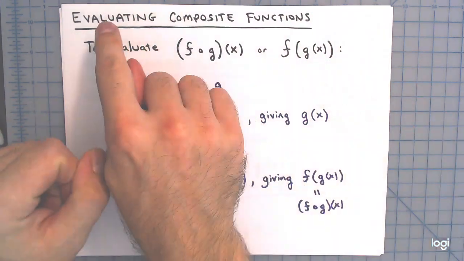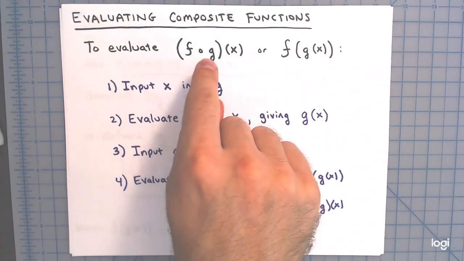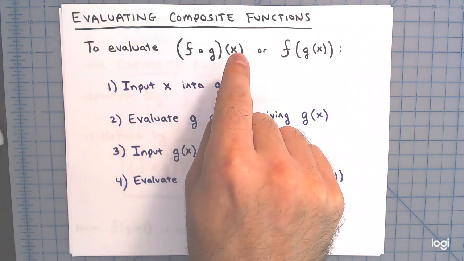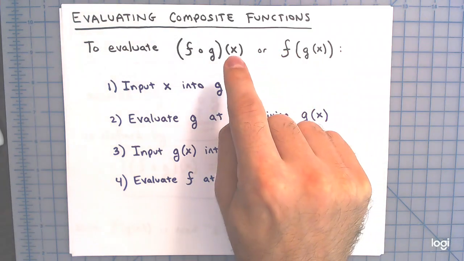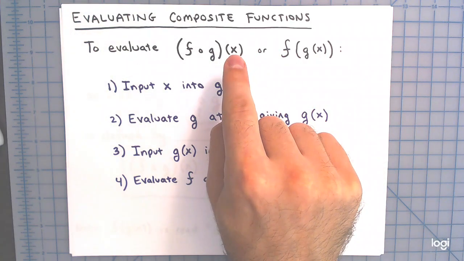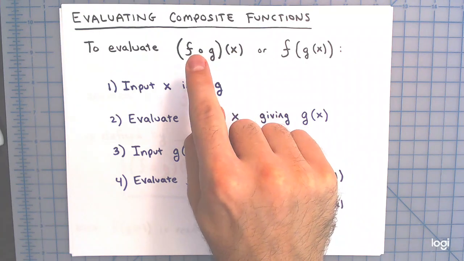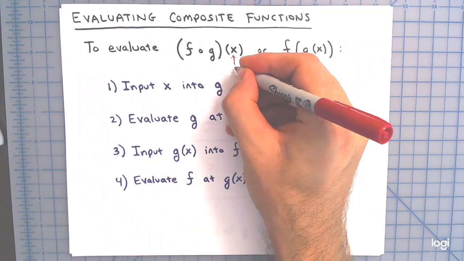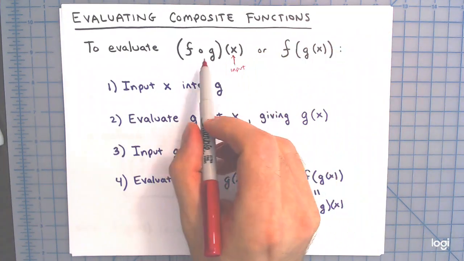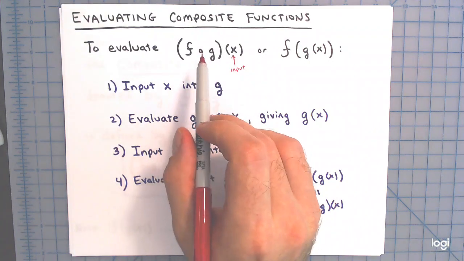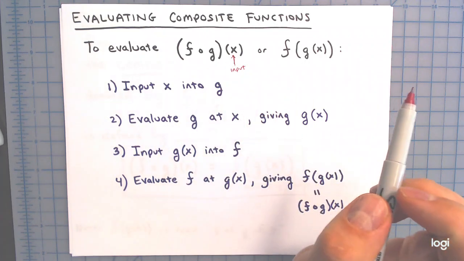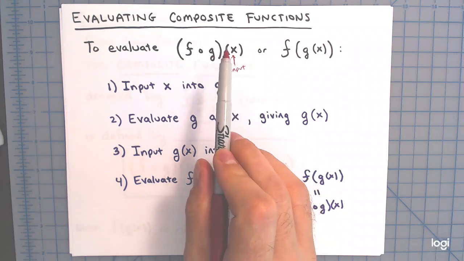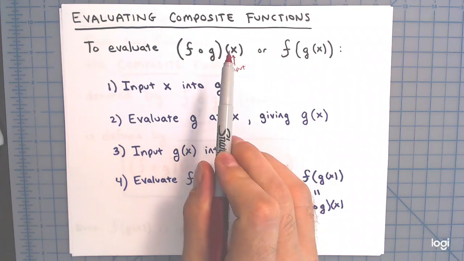All right, so evaluating composite functions. To evaluate a function that looks like this, that's composed of two other functions, f composed with g of x, or f of g of x, you take the input x. Remember the number in parentheses after the name of the function is the input. So whatever number that is, that's the input. And then f of g of x, the name of the function, represents the output. This whole thing represents the output. So I take the input x and I put it into the first function that I see next to x, plug it into g.